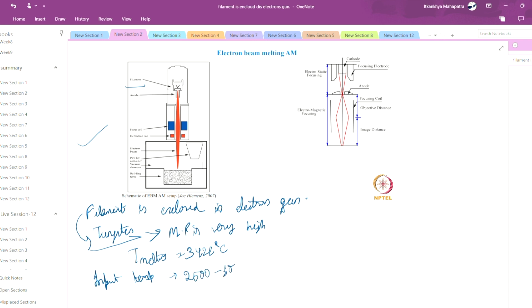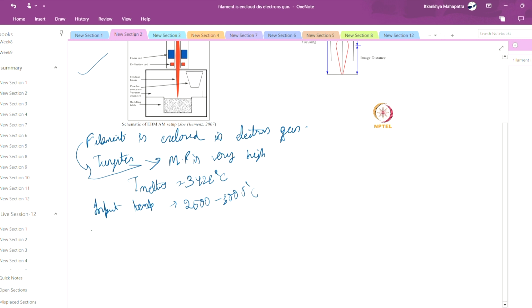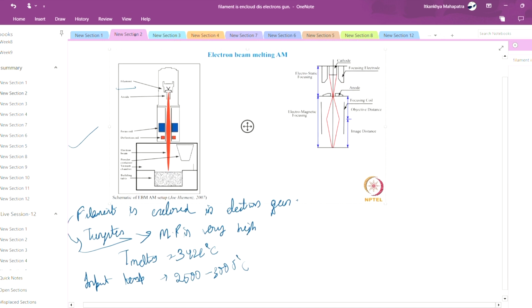Because of this filament, electron emission will take place. This will be focused in the form of an electron beam and strike the particles, increase the temperature, and help us to build the layers in the form of beads. This is the mechanism for electron beam melting additive manufacturing. I'll again repeat that this beam will hit the powder. The temperature will be created in the filament, it will strike the beam, and layers will be created in the form of beads.